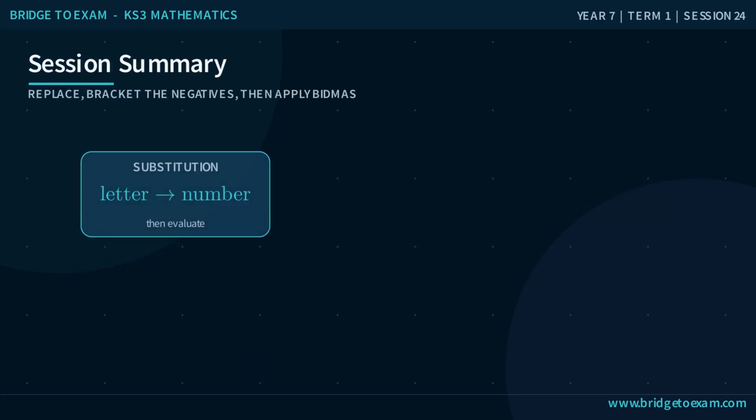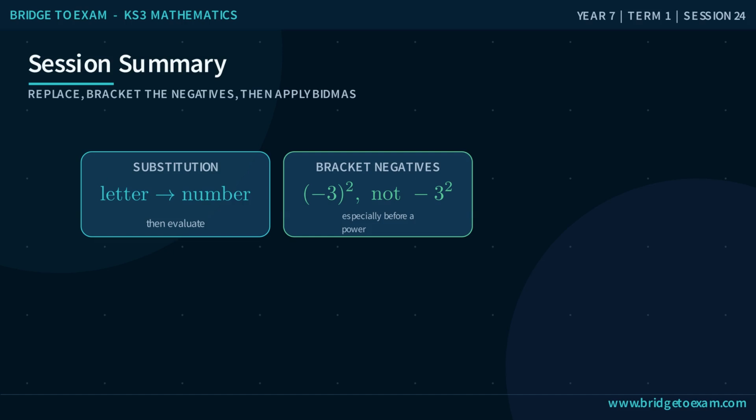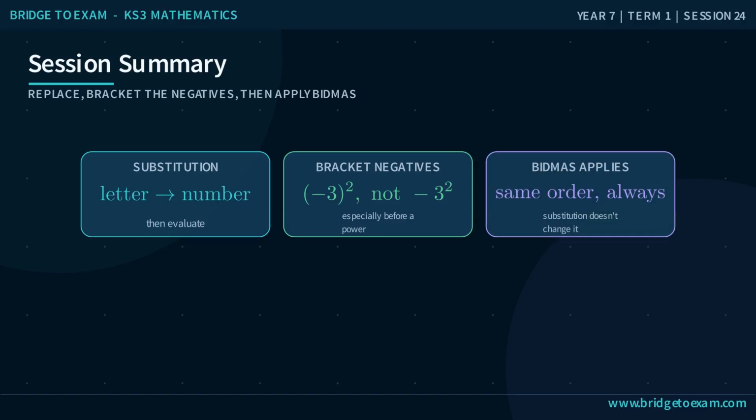Let's wrap up. Substitution replaces every letter with a given value, turning the expression into a numerical calculation. Always place a substituted negative value in brackets, especially before a power, where the sign makes all the difference. And BIDMAS still applies fully to the resulting calculation. Substitution doesn't change the order of operations.